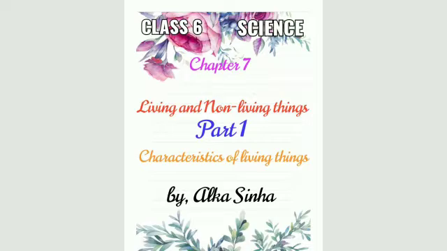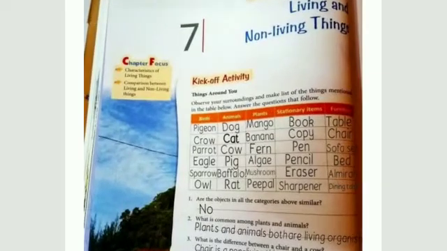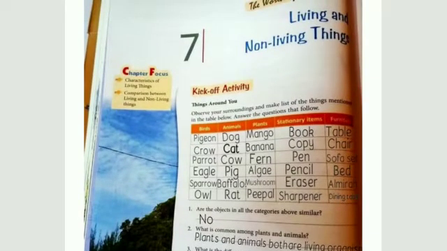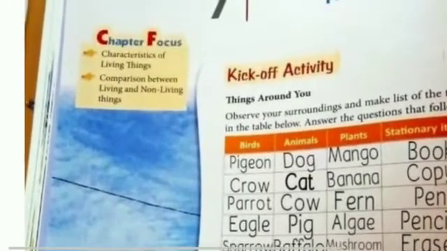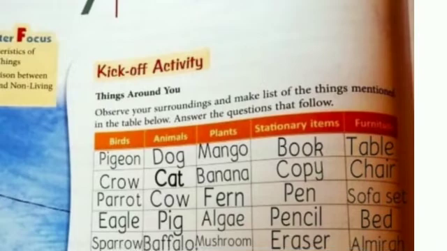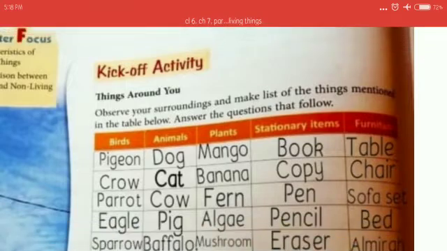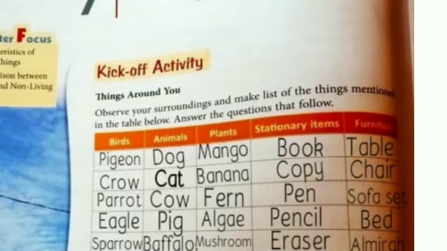First thing in this chapter, we have to learn about the characteristics of living things. Let's start. Look at the book. This is chapter 7, living and non-living things. In this chapter, we have to learn about characteristics of living things and comparison between living and non-living things. Okay? Now come to the kick-off activity. This is a simple activity. You have to observe your surroundings and make a list of things mentioned in the table below. Answer the questions that follow.